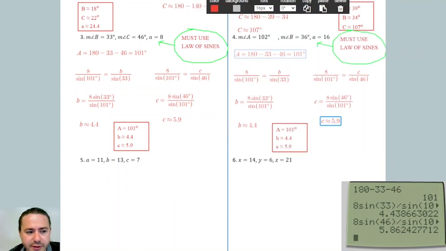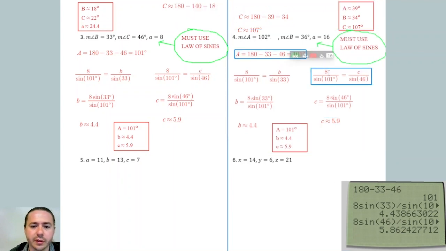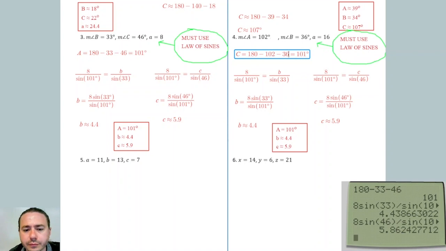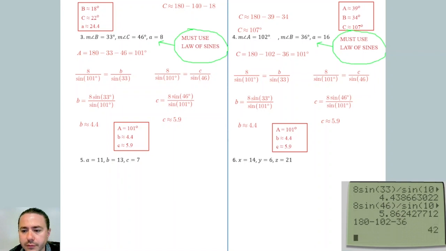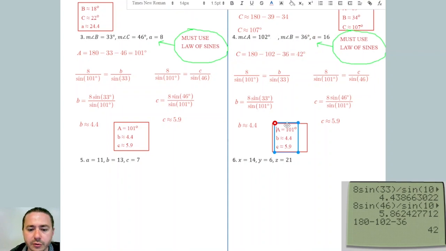Okay, so angle C is going to be the difference between 180 degrees and the sum of 102 and 36. So let's see, that'd be 138. So I'm thinking 42, but I'll double check. I think it's going to be 42 degrees. Yeah, 42 degrees. All right, so angle C is 42 degrees.